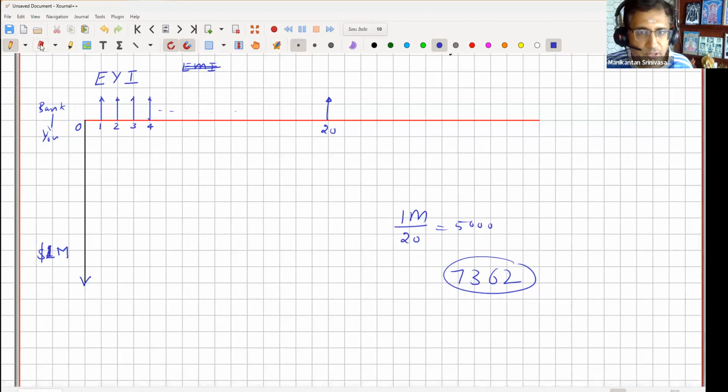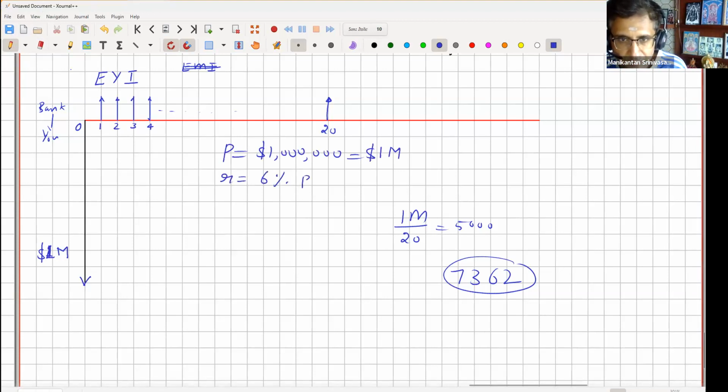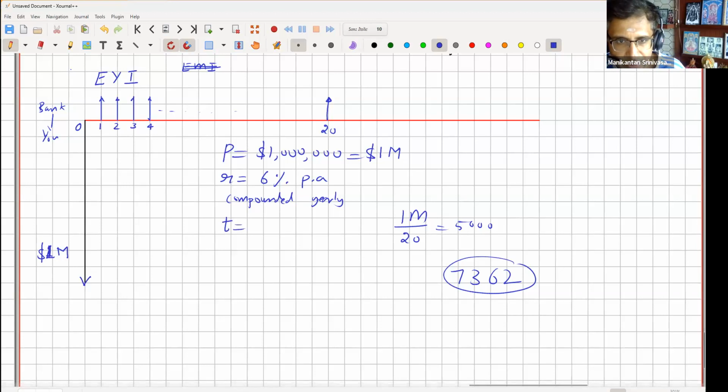So let's generalize. P is my principal, so P is my $1 million. Now let's say the rate of interest is 6% per annum, and just to make things easy, I'll say compounded yearly only. There's no multiple compounding and all that. Let's make it easy, right? The time that's given to you is 20 years.